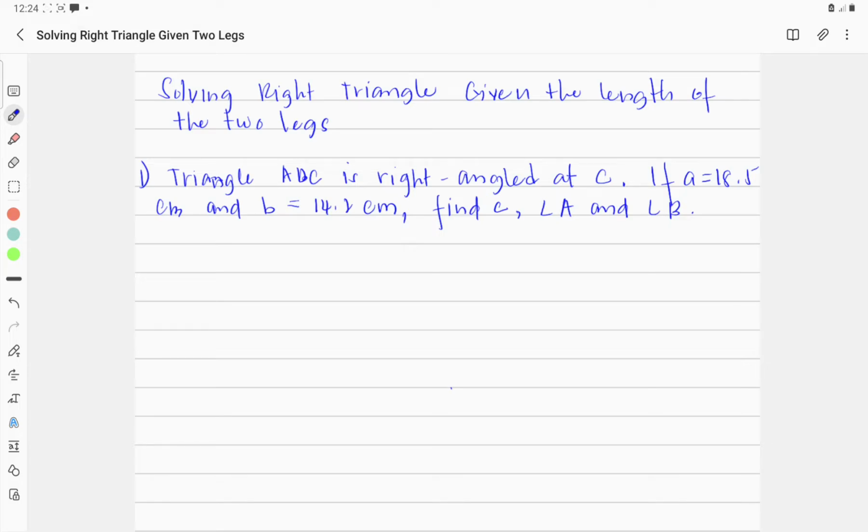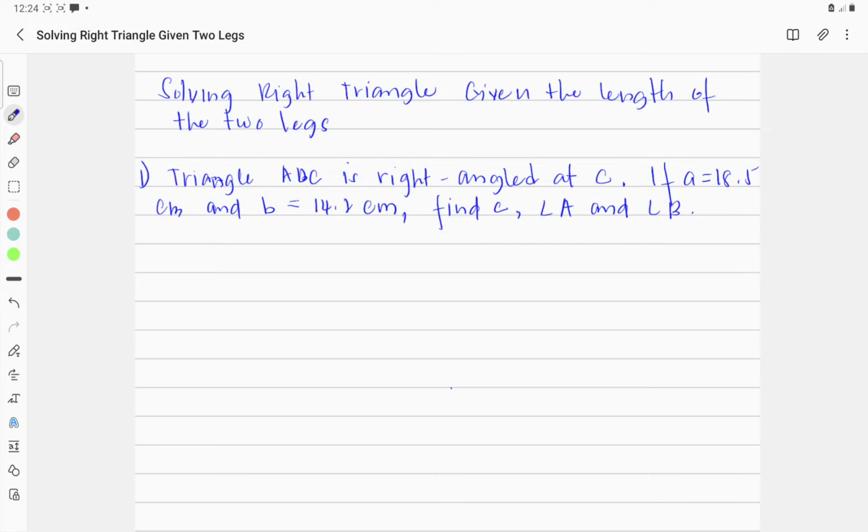Okay, welcome back. In this video, I will be showing you how to solve a right triangle when two legs are given, or ang duha ka mugbo nga mga sides sa right triangle mo ay available.